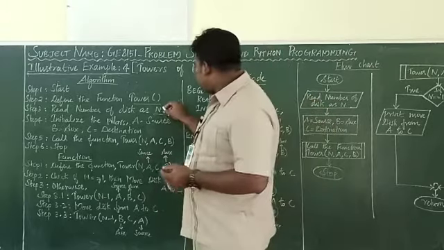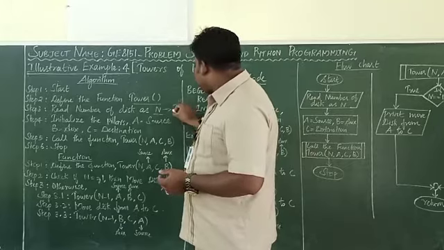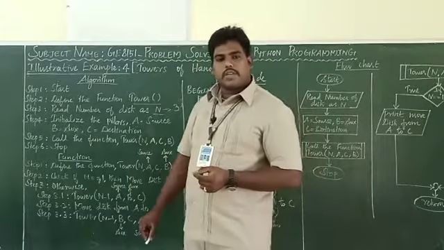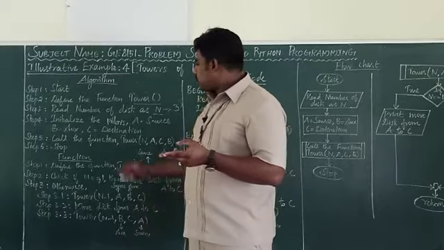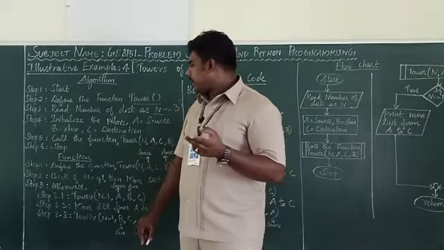So from the user I am getting the n value. For example, it is 3. Okay. Then how many disks are there? How many disks are here? 3 disks we are using, right?